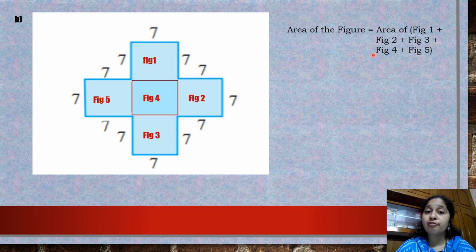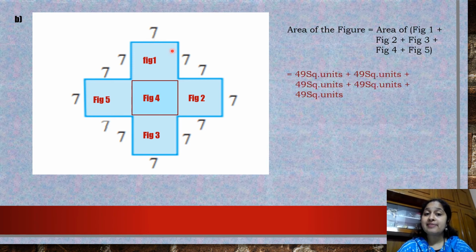So what is the area of figure 1? Figure 1 is looking like a square. We know the dimensions of the figure. So 7 units is the side of the square. So what will be the area? 7 sevens are 49. So 49 square units plus figure 2 is again 49 square units. Figure 3 is also 49 square units. Figure 4 is also 49 square units. And figure 5 is also 49 square units. All the squares are of equal dimensions. So I added 49 square units 5 times because we have 5 figures.